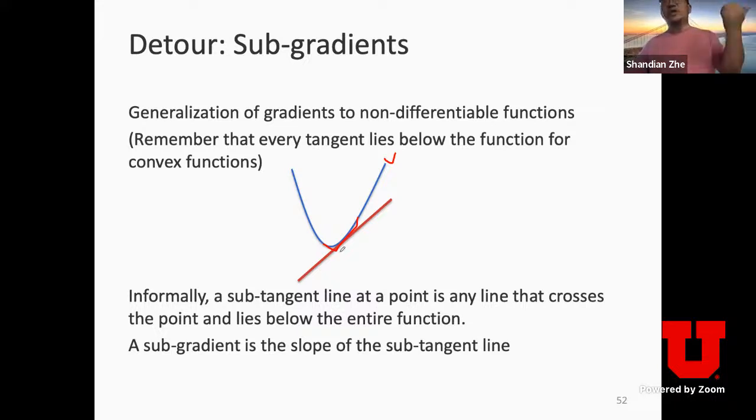So then we can use that line, its slope in particular, as the subgradient. This is how the subgradient was motivated. Informally, a subtangent line at a point is any line that crosses the point on the function body but still lies below the entire function. Then we call this line a subtangent line. And the subgradient is defined as the slope of the subtangent line.